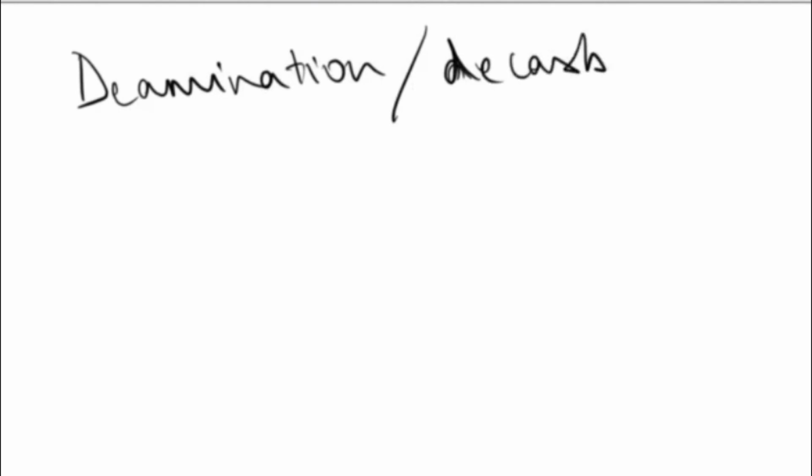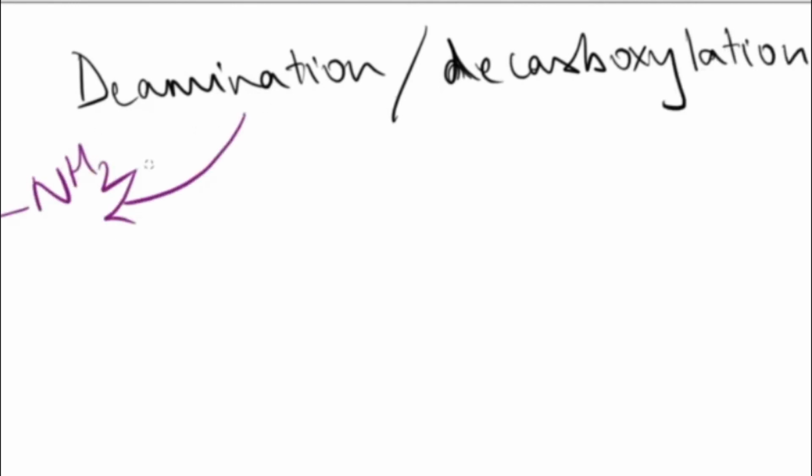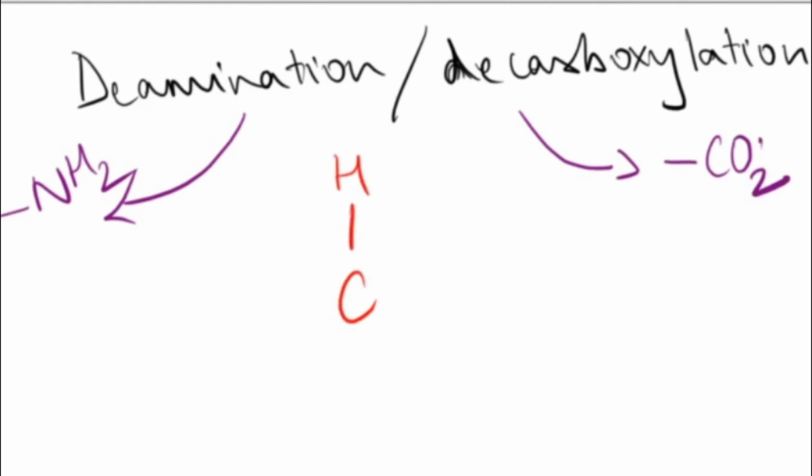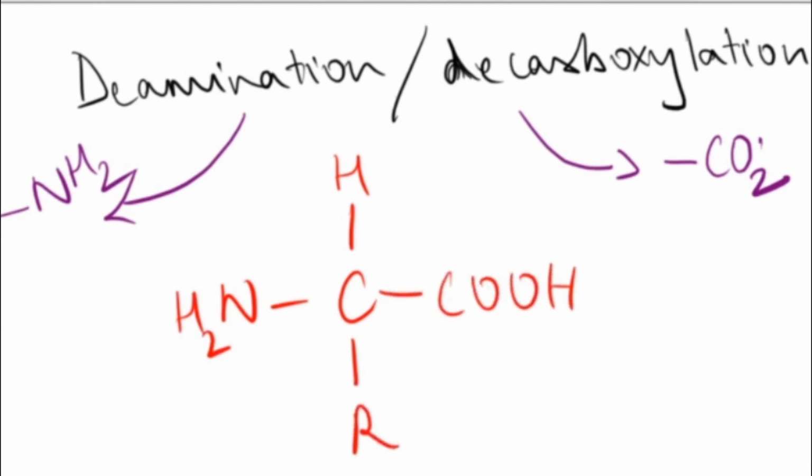Amino acids also undergo deamination and decarboxylation because they have the functional groups, an amine group and a carboxylic group. Deamination is when you remove an amino group from the amino acid, and decarboxylation is when you remove a carbon dioxide from the amino acid. So when you remove an amine group, you get a keto acid, and when you remove a carboxylic group, you get an amine. Why? Because when you remove the carboxylic acid on the right, you are left with just an amine group. So the whole compound becomes an amine.